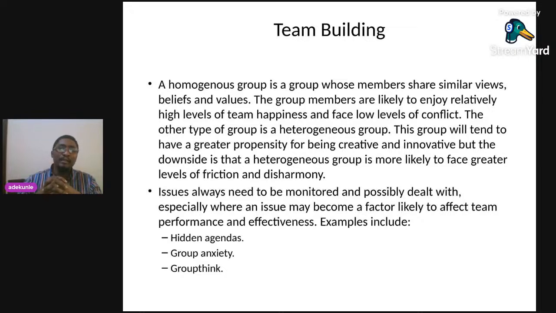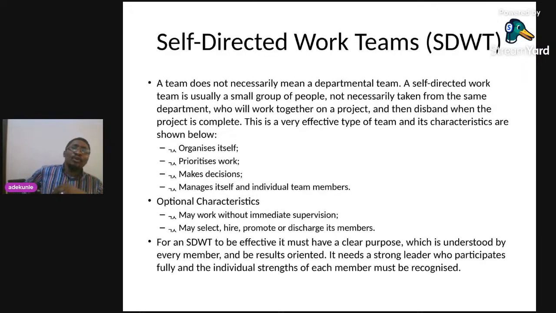An example could be somebody in the group having a hidden agenda. There's what we call group anxiety. There's what we call sometimes negative group thinking. So these are things that can affect the group. And of course, as a manager, there's a need for you to decisively deal with it and also work efficiently.